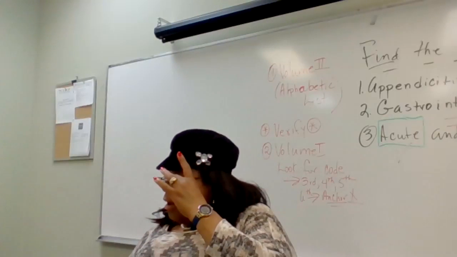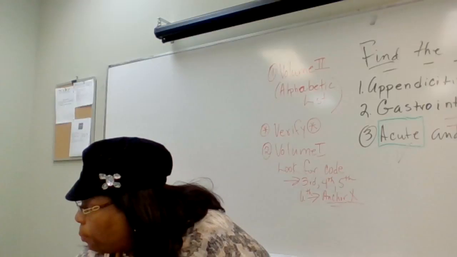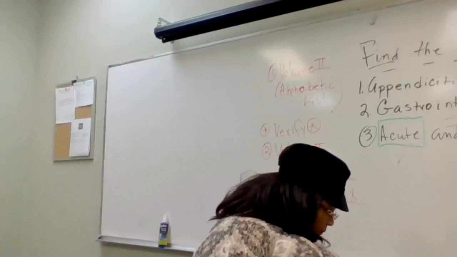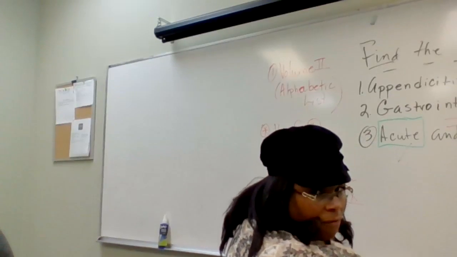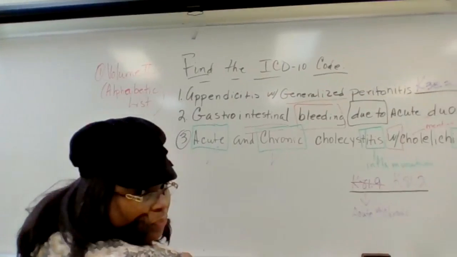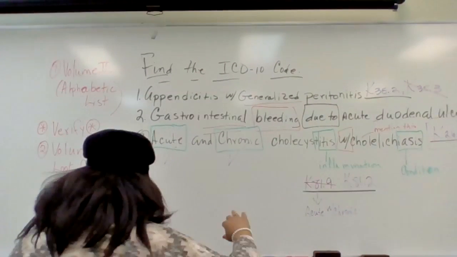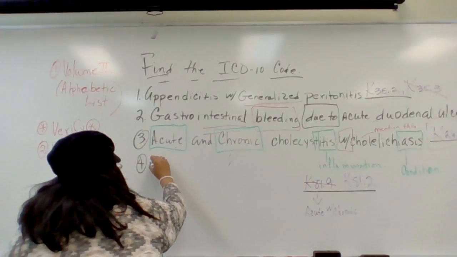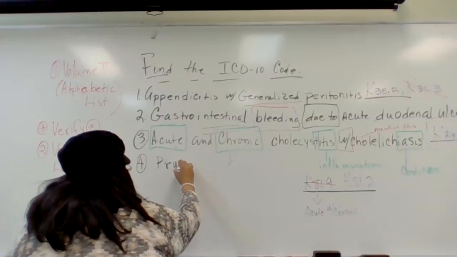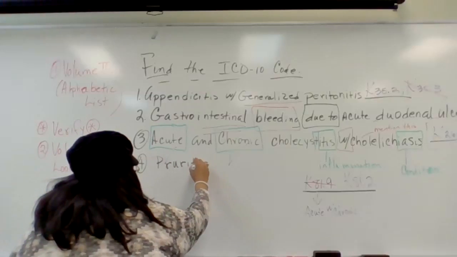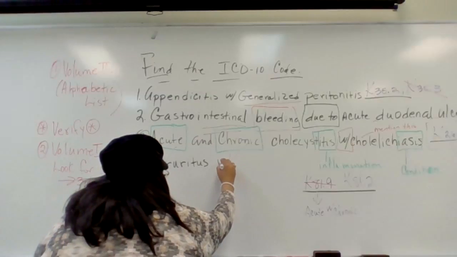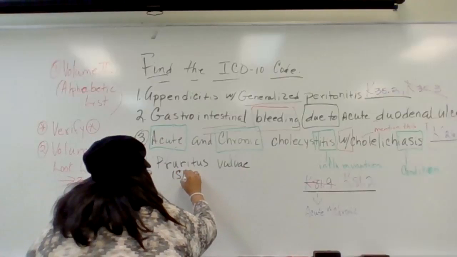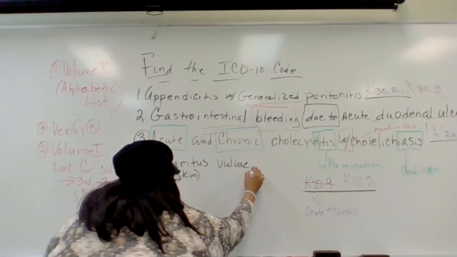Okay, now let's look at this. Pruritus vulvae. Okay, Tasha, I want you to spell that out for me so I can put that on the board. I'll make this number 4. How do you spell that? P-R-U-R-I-T-U-S, and then vulvae, V-U-L-V-A-E. Okay, and this is dealing with the skin.